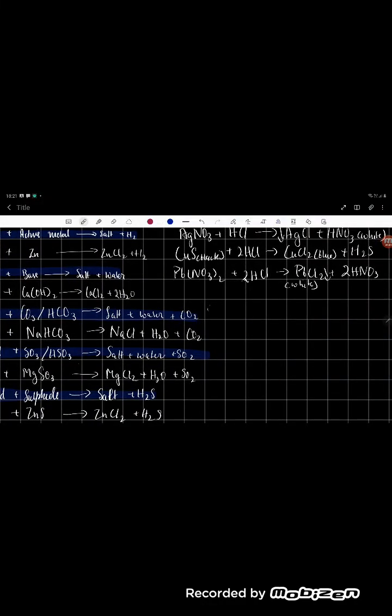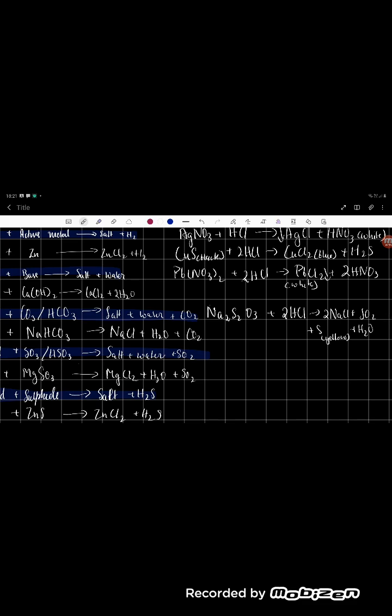Now the thiosulfate one, Na2S2O3 plus 2HCl gives 2NaCl plus SO2 plus S, which is yellow, plus H2O. This is not exactly required, but it is better to go through it.